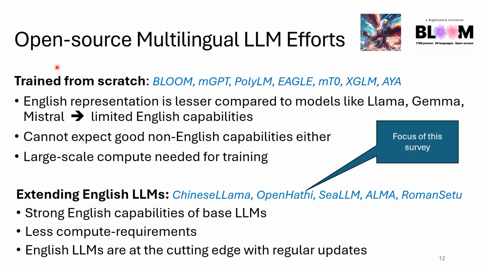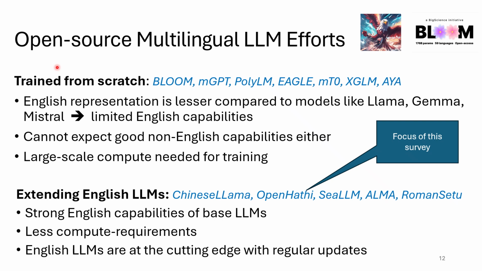The other direction to look at is to take an English-heavy LM like Llama, Mistral, or Gemma, and then extend its capabilities, adapt it for new languages. There are different examples of these like Chinese Llama, OpenHati, CLLM, Alma, Roman Setu for different languages. OpenHati is for Hindi, CLLM for Southeast Asian languages, and Roman Setu for a bunch of Indian languages.